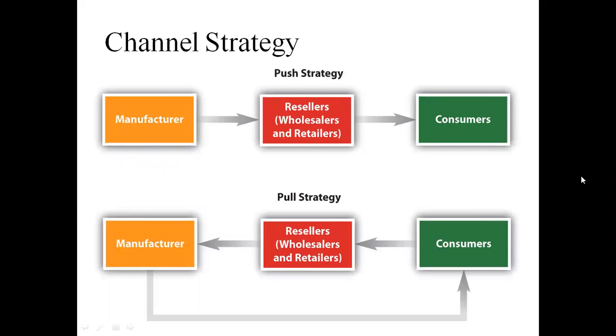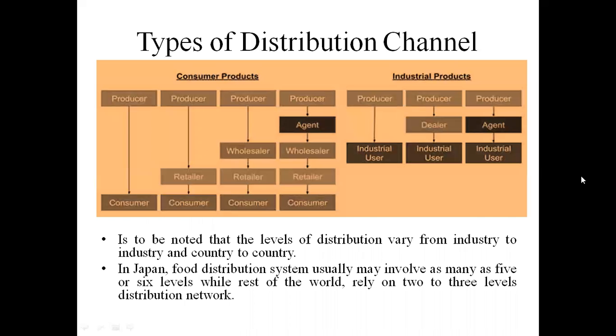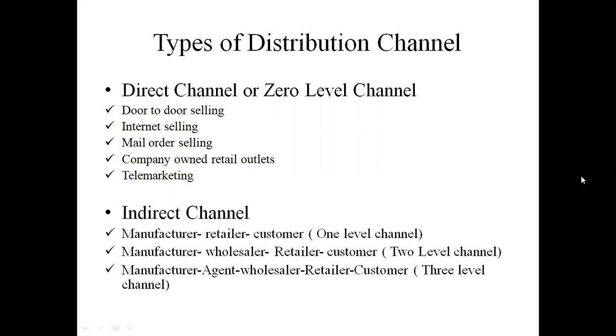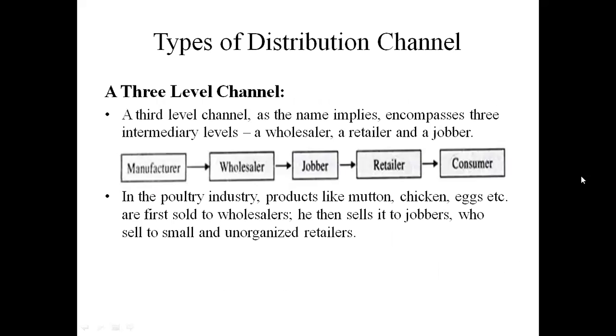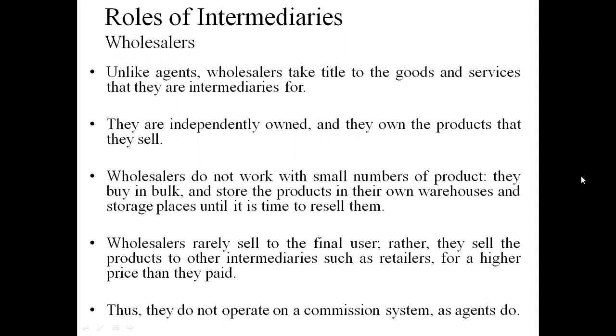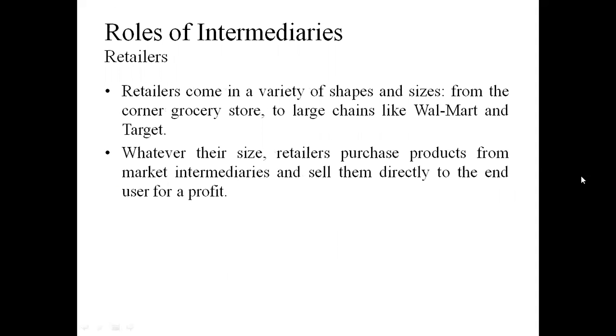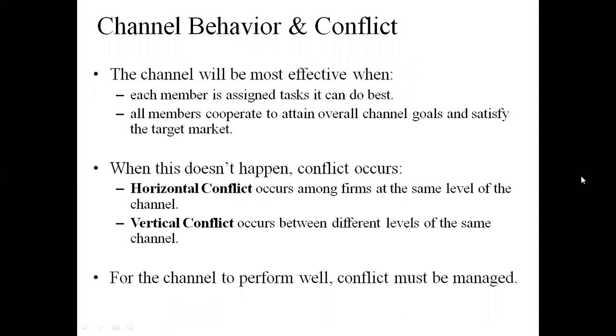After that, we have seen channel strategies, push strategy, and different types of distribution channels like zero level, first level, two level, and three level channels. After that, we have learned the roles of different intermediaries, and one case study also we have discussed. Today's topic is quite interesting, and practical implications are used for this topic. So first is channel behavior and conflict.